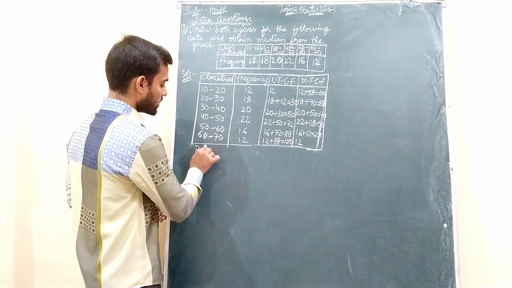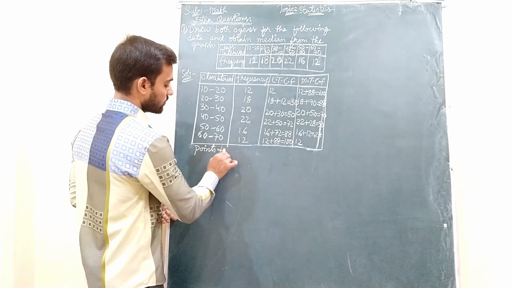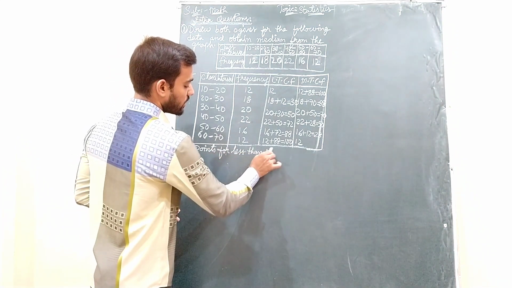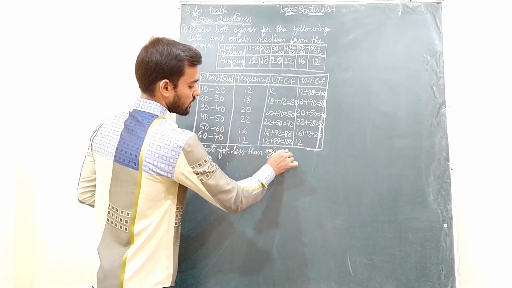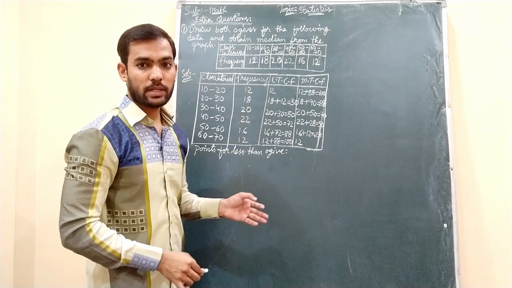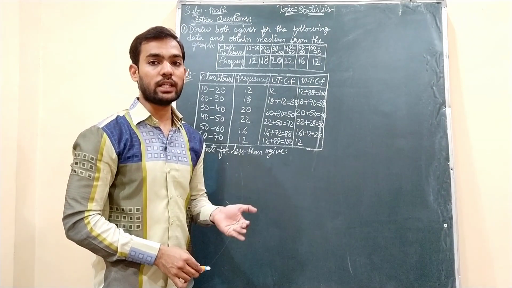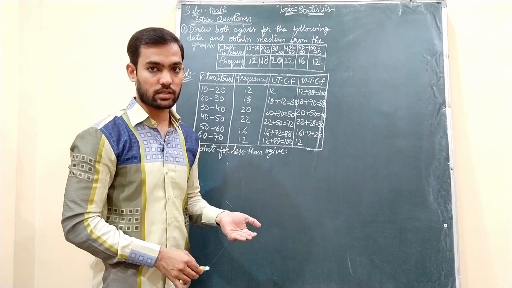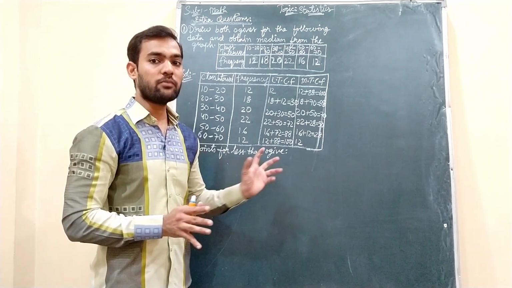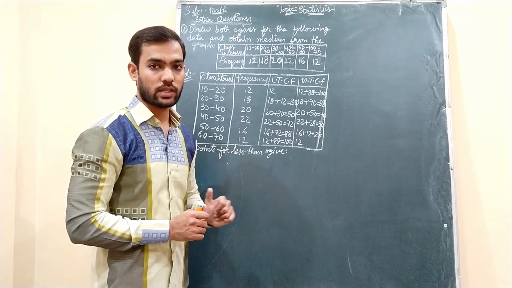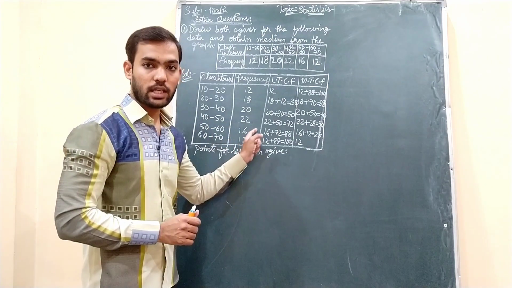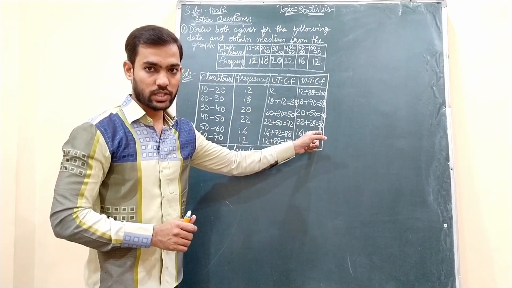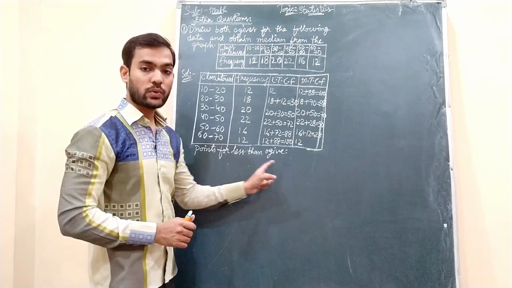First one, points for less than ogive. Guys, this problem I am explaining because here we are not converting it into a less than type frequency distribution or more than type cumulative frequency distribution. Without converting them, we are drawing the ogives. Okay, so class interval, frequency, less than cumulative frequency and then more than cumulative frequency for the ogives we have constructed. Now points for less than ogive.